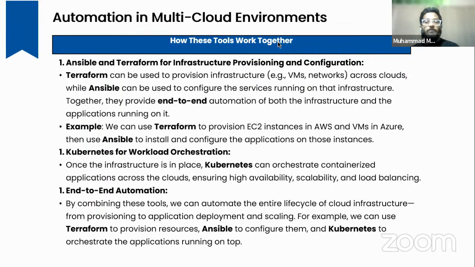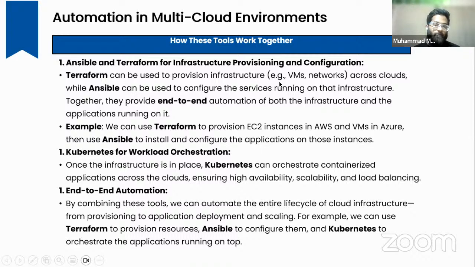So how do these tools work together? First of all, Ansible and Terraform for infrastructure provisioning and configuration. Terraform can help to provision our infrastructure like VMs, networks, and any other infrastructure related to our application across clouds, while Ansible can be used to configure the services running on that infrastructure. Together, they provide end-to-end automation for both infrastructure and application.